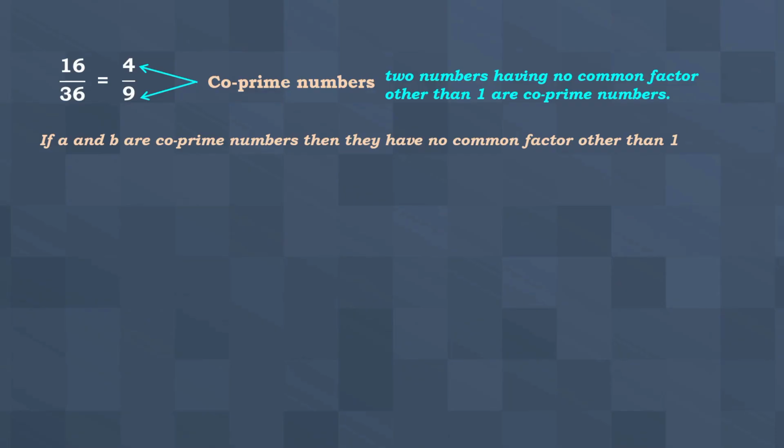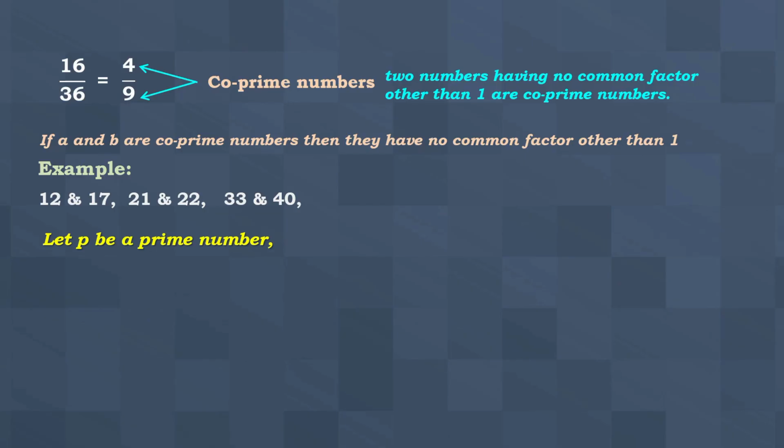In general, if two numbers are co-prime, they have no common factor other than 1. Let us look at some examples of co-prime numbers. 12 and 17 are co-prime because they have no common factor other than 1. 21 and 22 are co-prime because their factors are different and only one is common. 33 and 40 are also co-prime for the same reason.